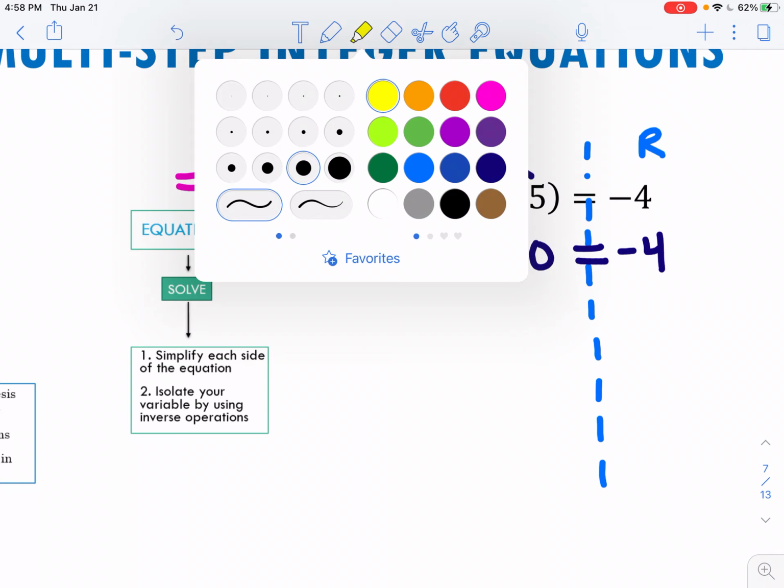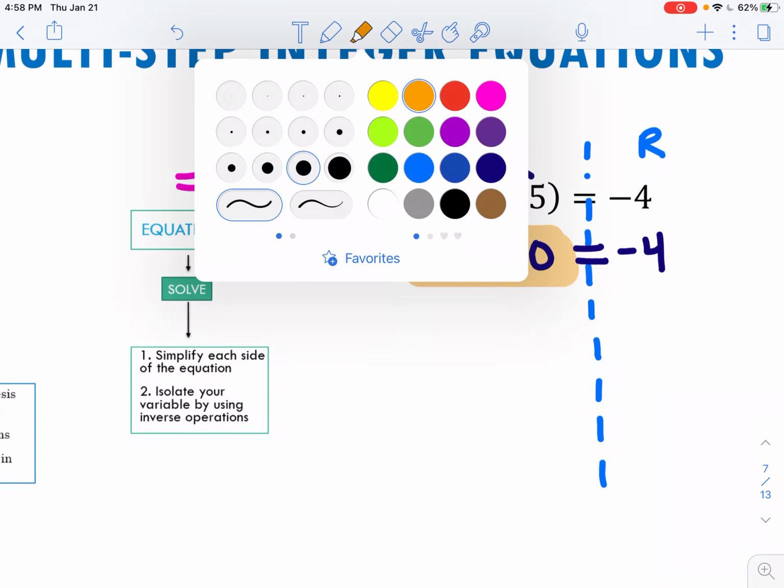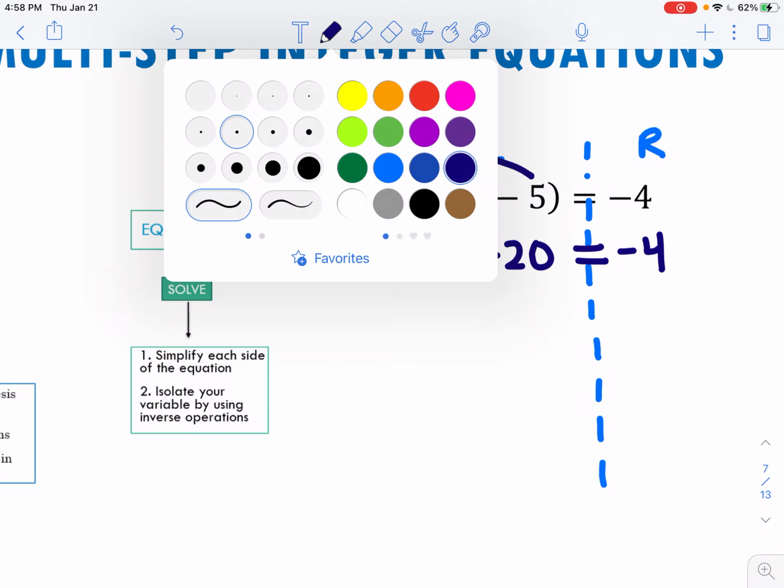Once again, I'm going to ask myself, okay, we've reset our equation. We have an expression on the left side, and we have an expression on the right side. Can I simplify the expression on the left side? No, I can't distribute, I can't combine like terms. Can I simplify the expression on the right side? No, it's just a negative 4. I can't do anything with that, right? Okay, so now finally we can use some inverse operations.